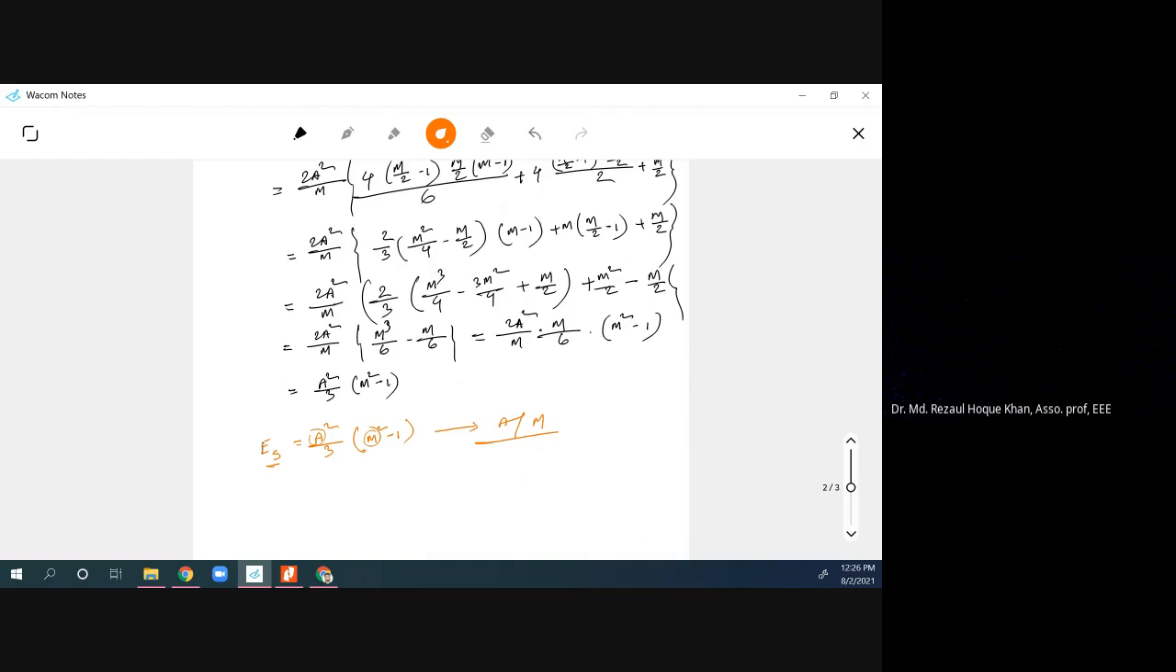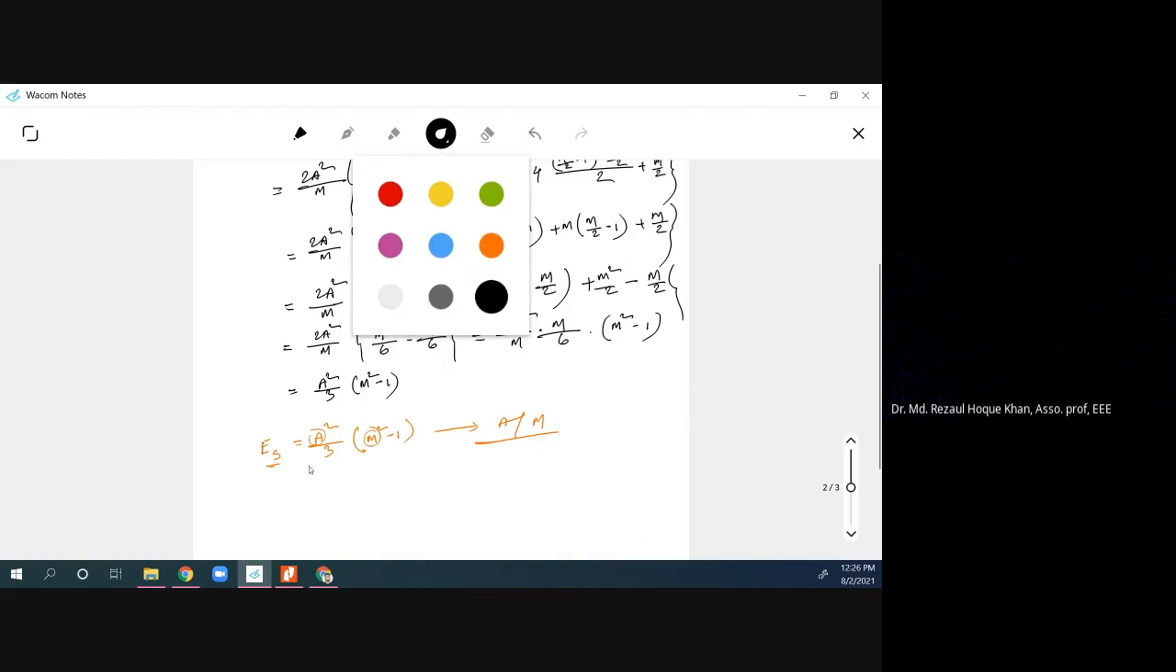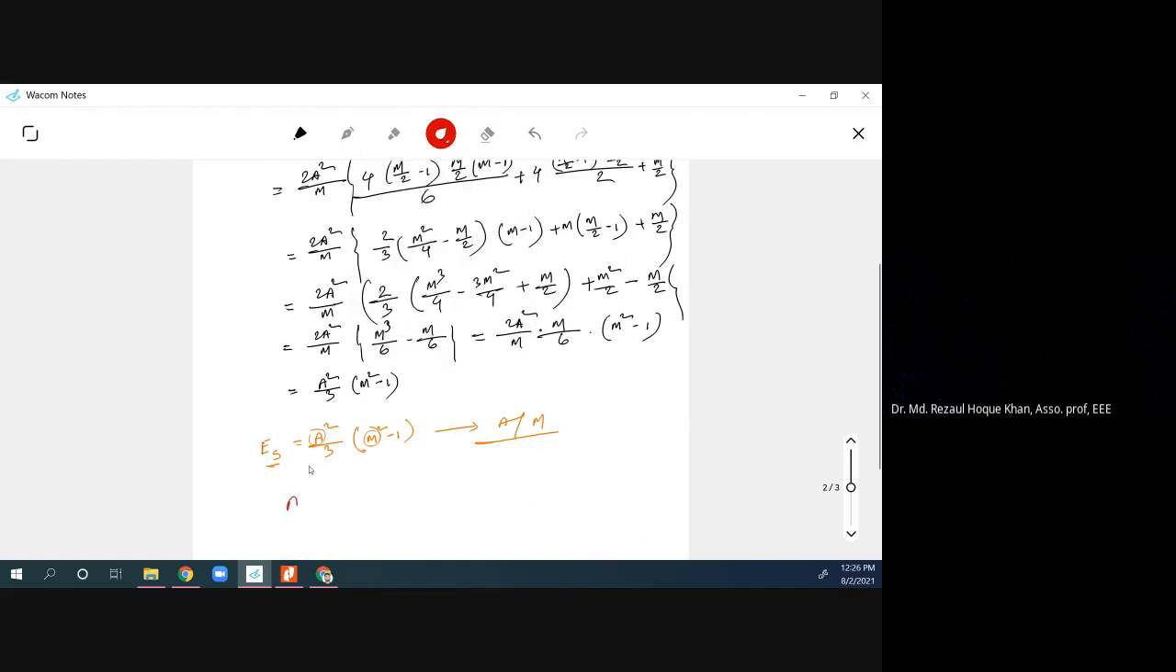So this is the energy per symbol where we have M levels. Twice A is the spacing between levels. From here we can find A. The value of A will be nothing but the square root of 3 ES divided by (M squared minus 1).